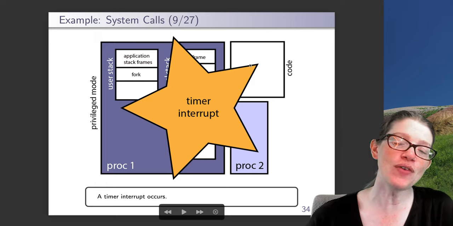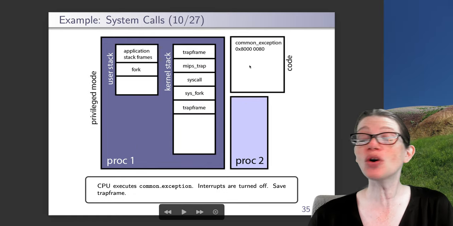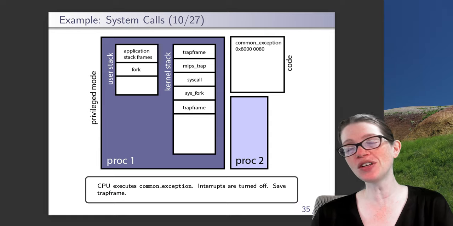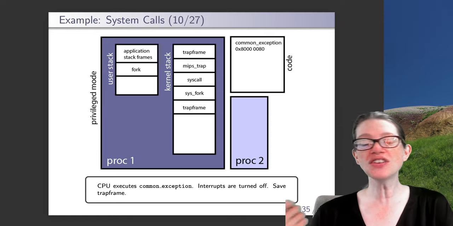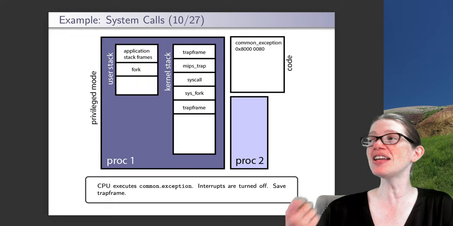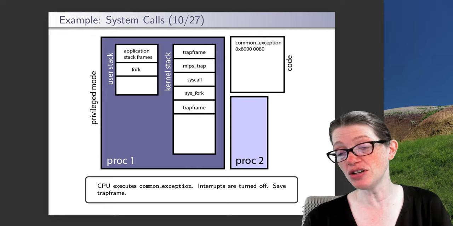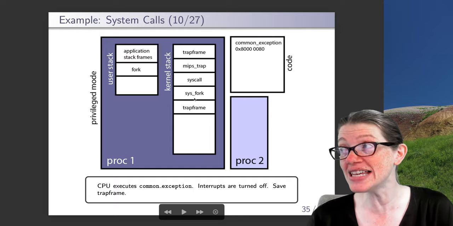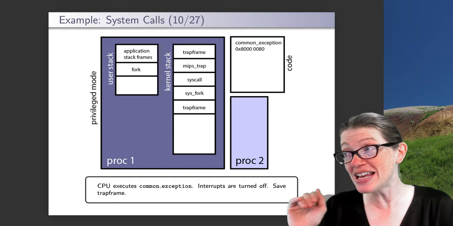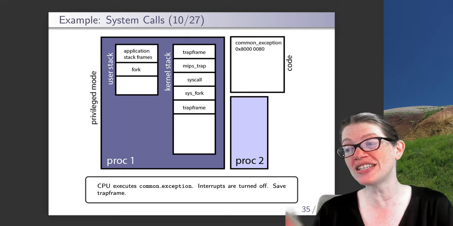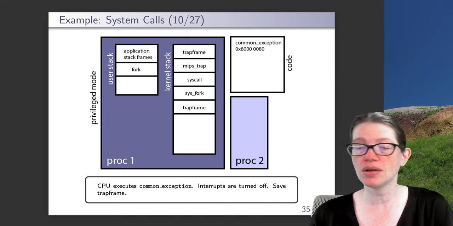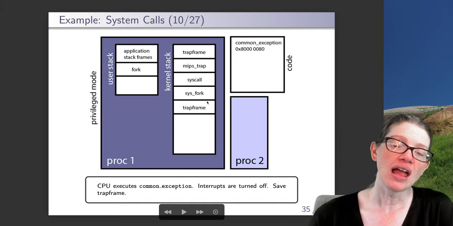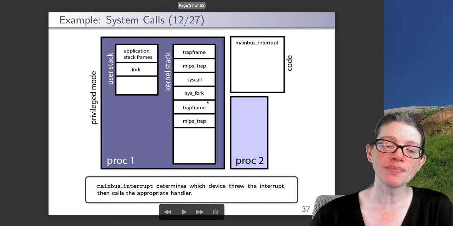Okay, that's interesting. Let's see what happens. So if you get a timer interrupt, and your quantum has expired, the CPU is already in privileged mode, so it doesn't need to switch. We'll start executing common exception, and we'll realize we're already using the kernel stack, so we don't need to switch. But we still need to save the trap frame, because we always, no matter what happens, if an interrupt or exception gets raised, you save the trap frame. Always. And then from trap frame, the interrupts go back off, by the way. And then we call MIPS trap.